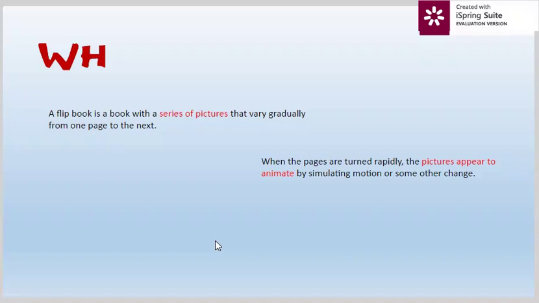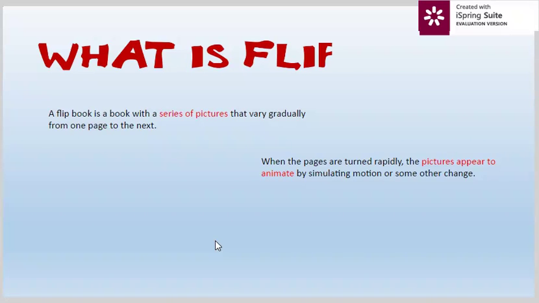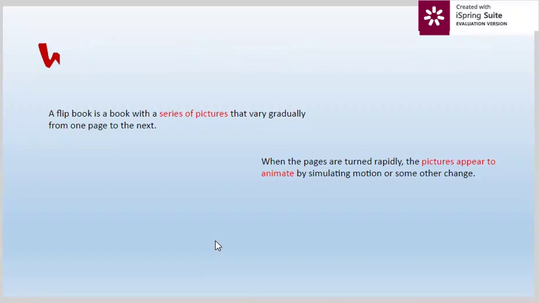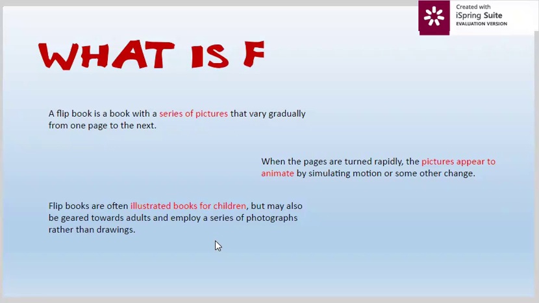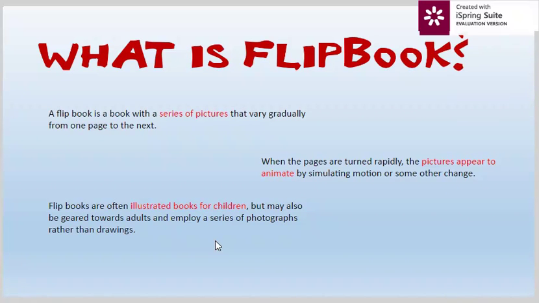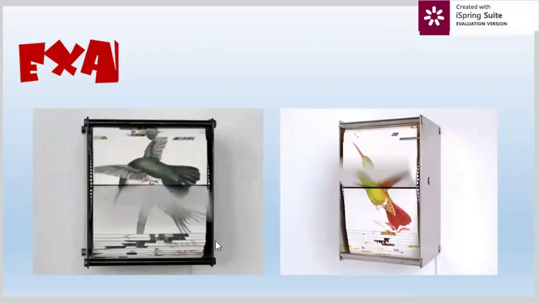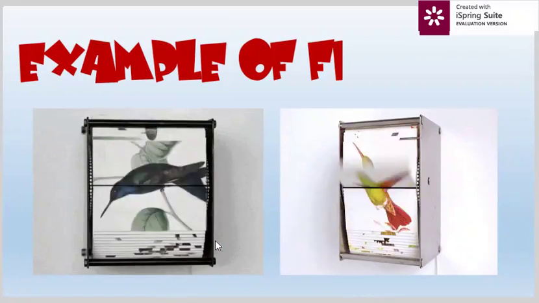What is a flipbook? A flipbook is a book with a series of pictures that vary gradually from one page to the next. When the pages are turned rapidly, the picture appears to animate by simulating motion or some other change. Flipbooks are often illustrated books for children but may also be geared toward adults and employ a series of photographs rather than drawing. This is an example of a flipbook.